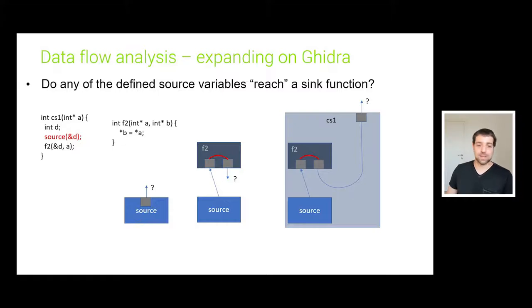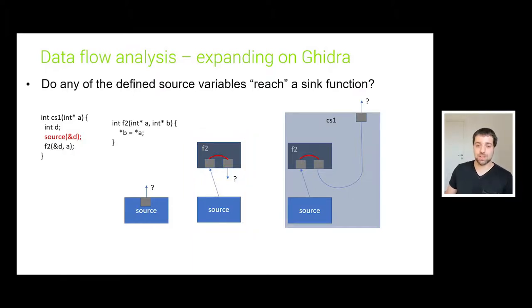But basically, let's look at an example. We want to understand in this code, for example, in these two defined functions, whether any of the source variables reach a sink function. So let's say that source is a function that defines a source as part of an output argument. In a real world case, this could be getenv or receive, with d being the buffer or something similar. So first, the system will start at source. It will see that source is calling function f2, and it's passing the tainted variable. So it will follow the function f2.